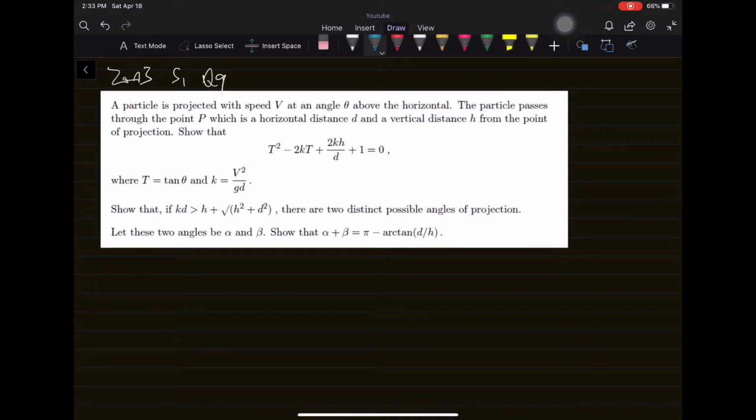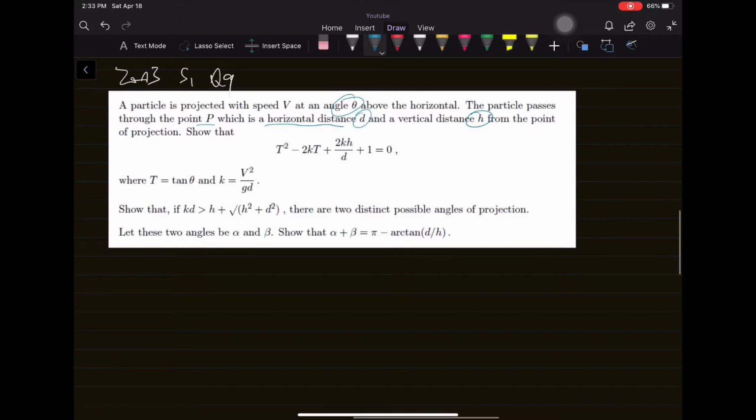We're going to look at another little baby from 2003 S1Q9, another projectile question. It says a particle is projected with speed v at an angle theta above the horizontal. The particle passes through the point P, which is a horizontal distance d and a vertical distance h from the point of projection. So as usual, we draw the diagram first.